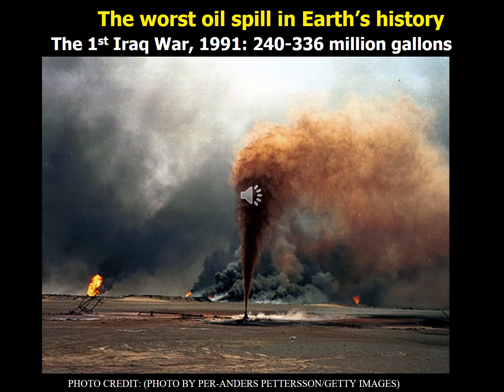The worst oil spill in the Earth's history, not the United States, from which we've been talking about so far, was in the Gulf War in 1991. So the Persian Gulf, not the Gulf of Mexico that we talked about with Deepwater Horizon. But in the Persian Gulf, in that war, 240 to 336 million gallons of oil was spilled, and it just devastated the terrestrial, the land environment, like you're seeing in the picture, and the aquatic environment.